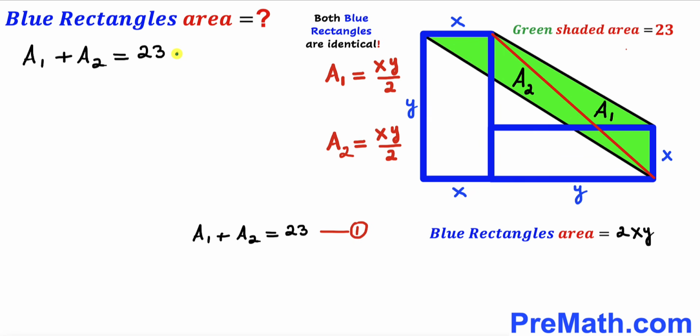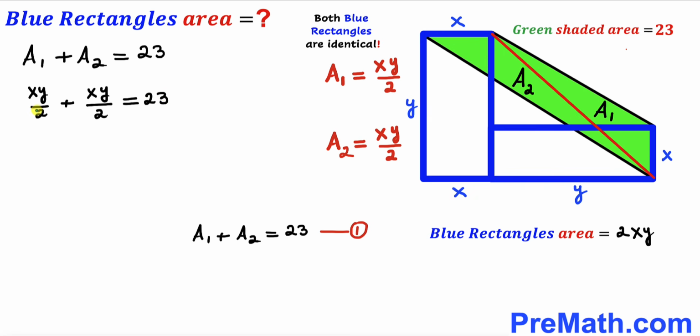Now let's focus on this equation 1. Here I have copied down this equation 1: A sub 1 plus A sub 2 equals 23. We know our A sub 1 equals xy divided by 2, and likewise A sub 2 is xy divided by 2. Let's go ahead and fill in the blanks in this equation. So we get xy divided by 2 plus xy divided by 2 equals 23.